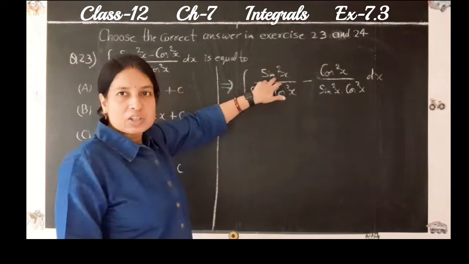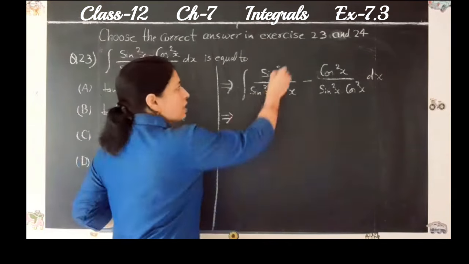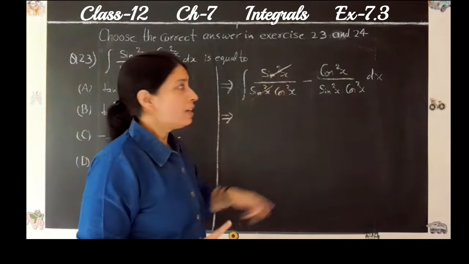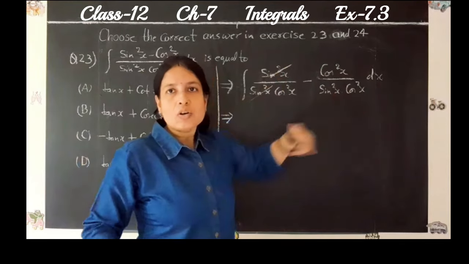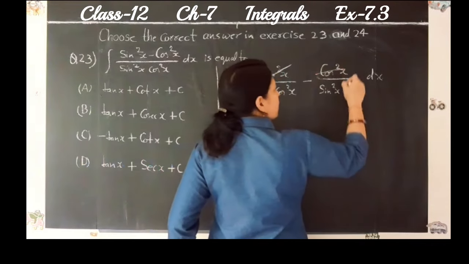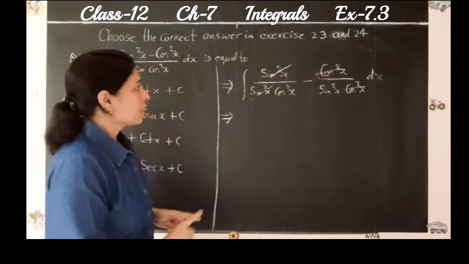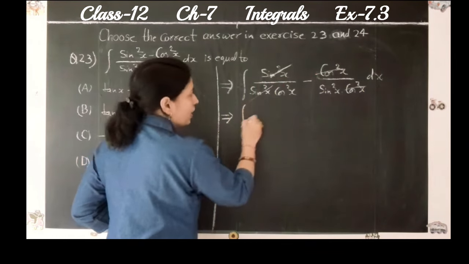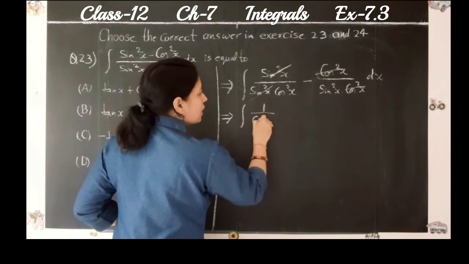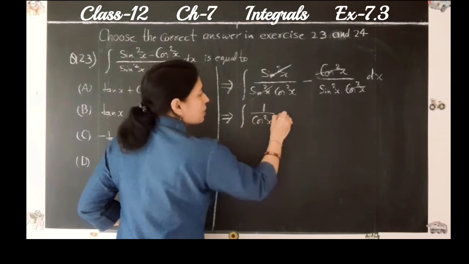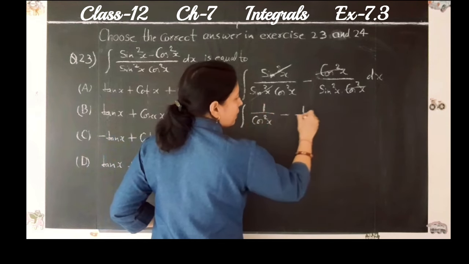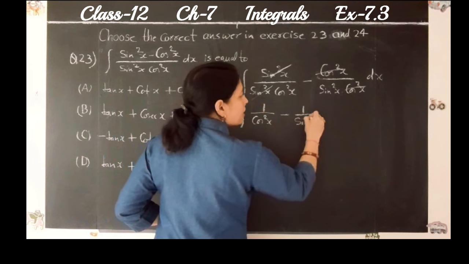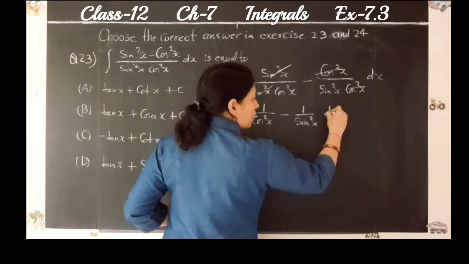Then here sin square x, here also sin square x, so this will become 1. Here cos square x divided by cos square x, so it will be 1. So now we can write 1 by cos square x minus 1 by sin square x dx.